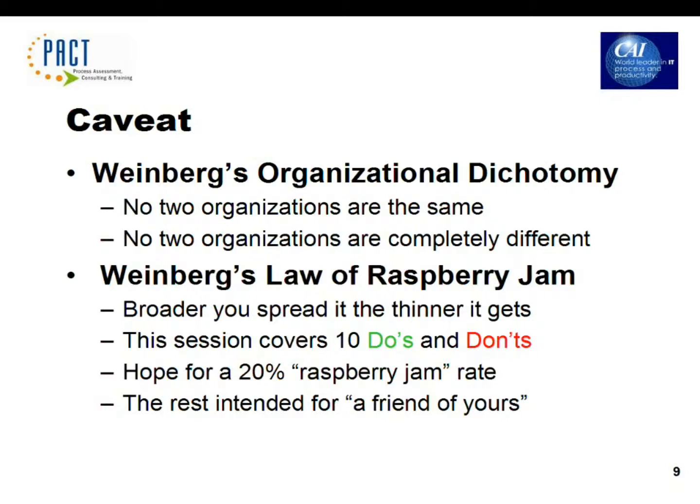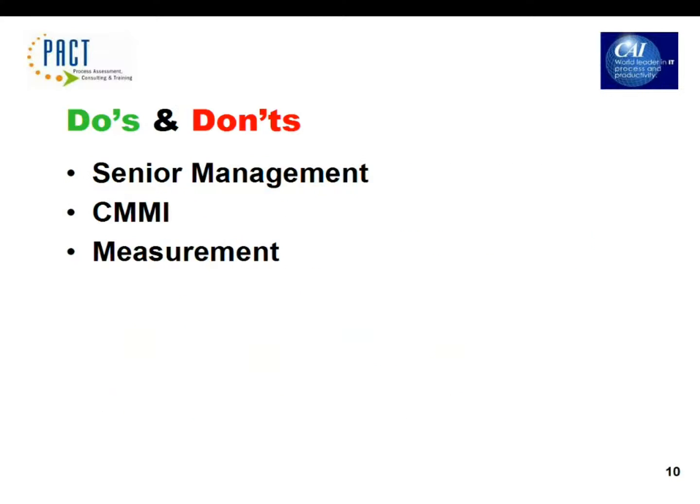And so the other 8 or 9 or 10 do's and don'ts, these are intended for a friend of yours, not necessarily directly at you. So the categories that we're going to cover: I have 6 do's and don'ts that touch on senior management, 3 that focus on the model themselves, 2 that focus on measurement, and let's see, I said there were 10, but overall there's 12. This adds up to 11. Oh yeah, and there's one that we conclude the presentation with to make sure that you get one final piece of advice that you may find useful.